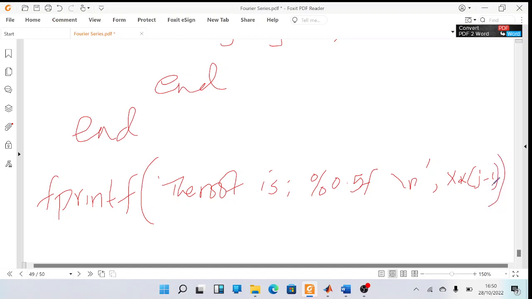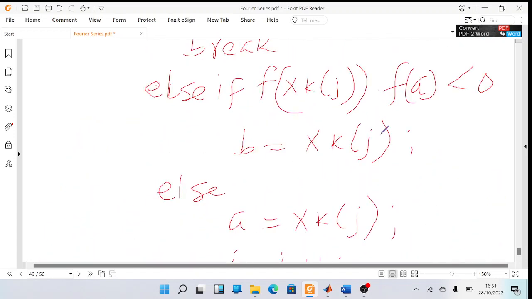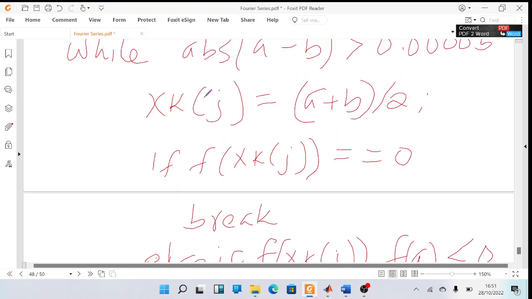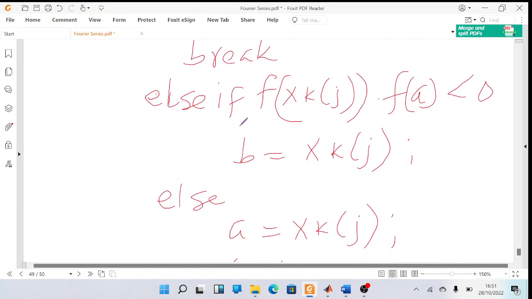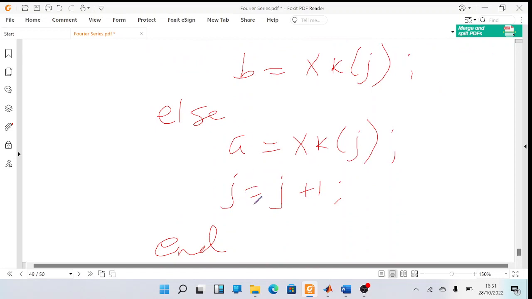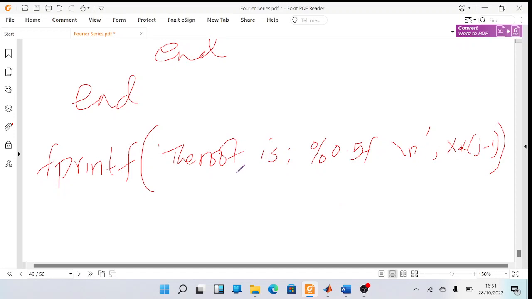The reason why I write j minus 1 is because after computing xkj at this point, before that iteration is over, j has increased by 1 to j plus 1. So in order to get what I had there, I need to subtract this 1 that has been added here. So that I write j minus 1. So running this should give us the output.